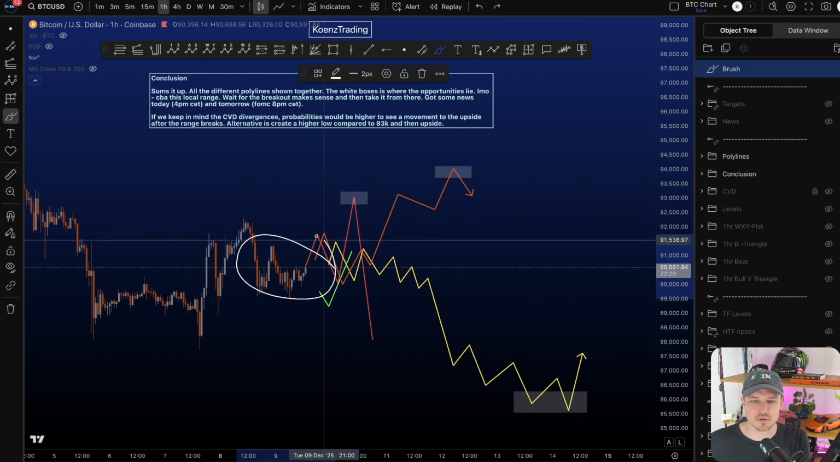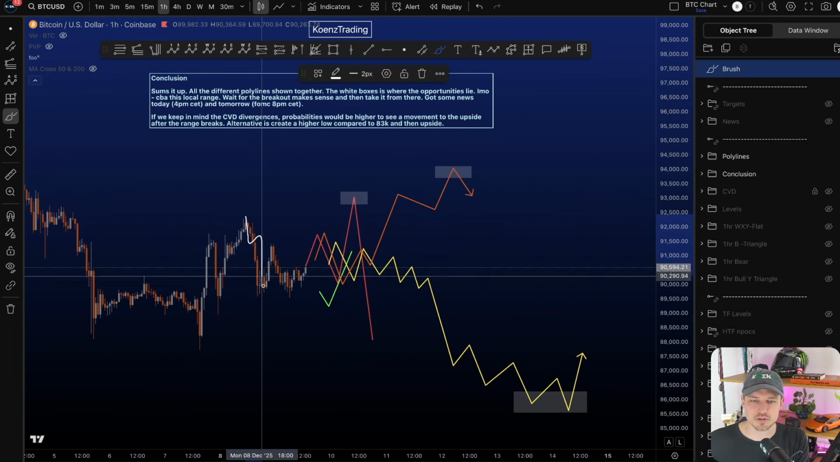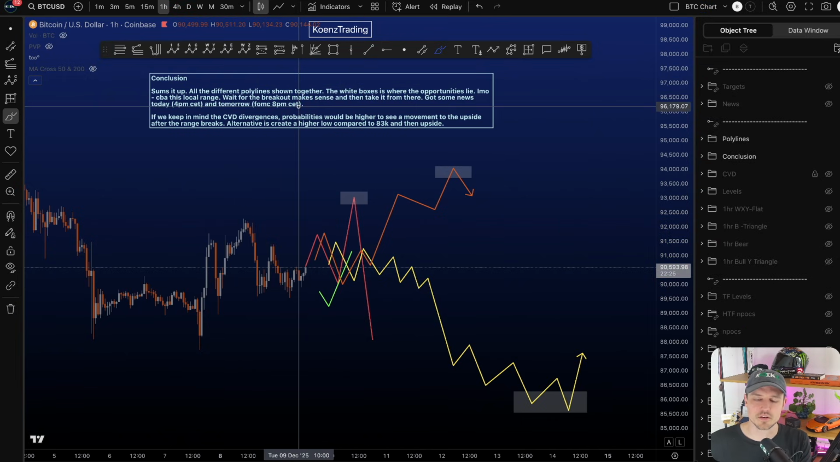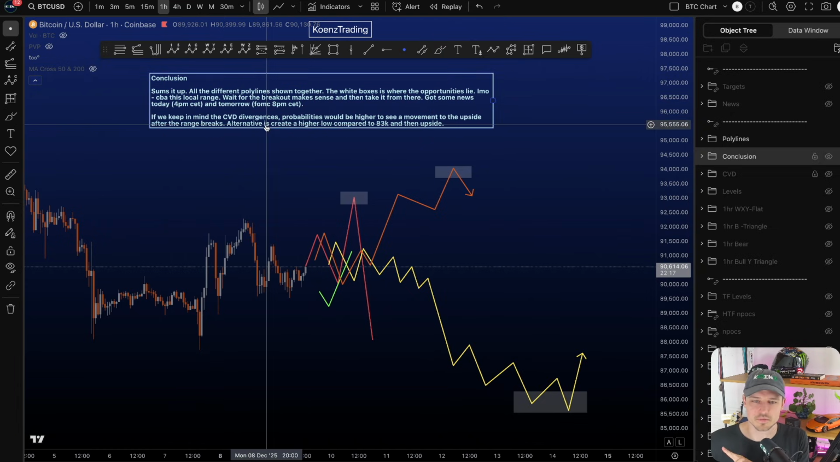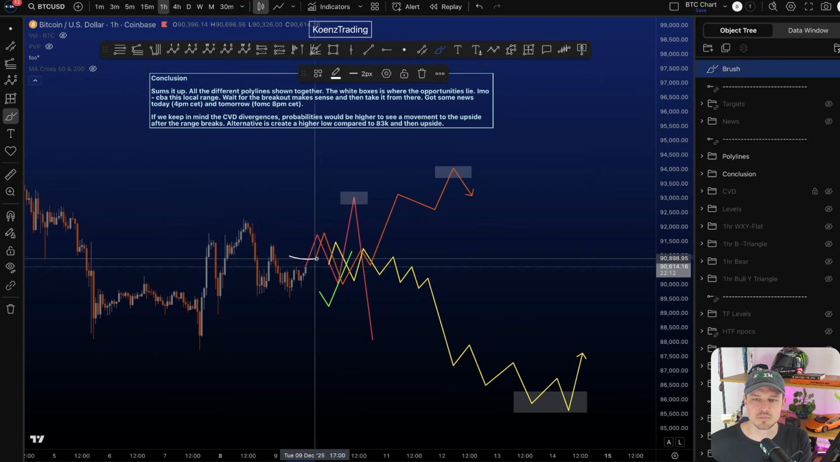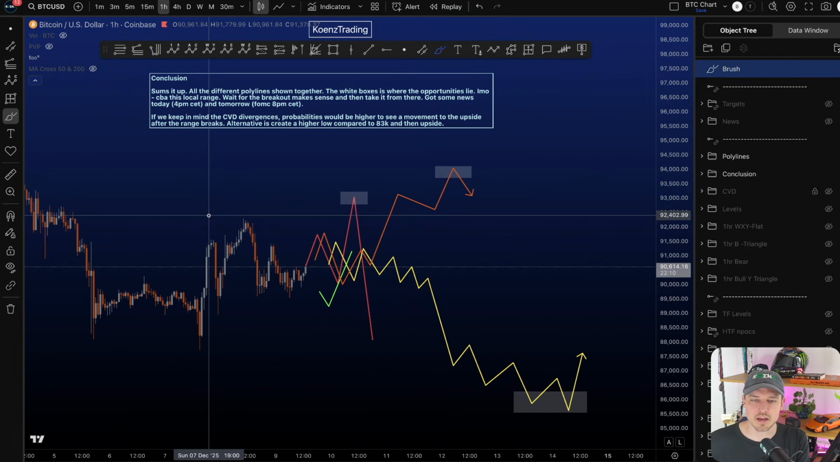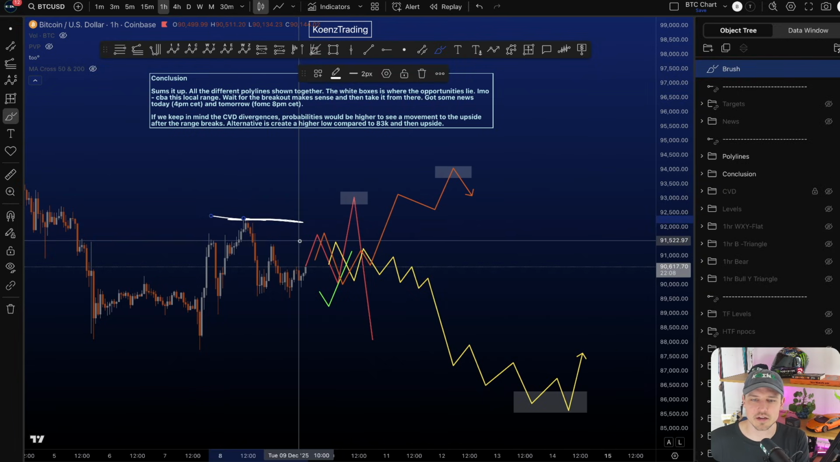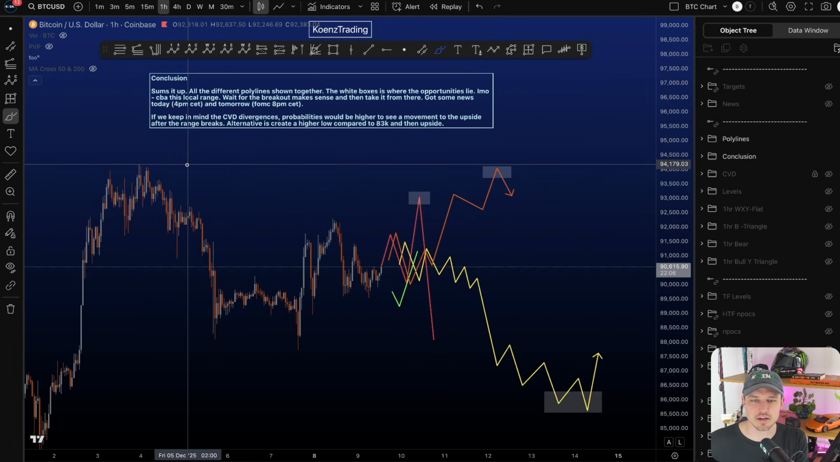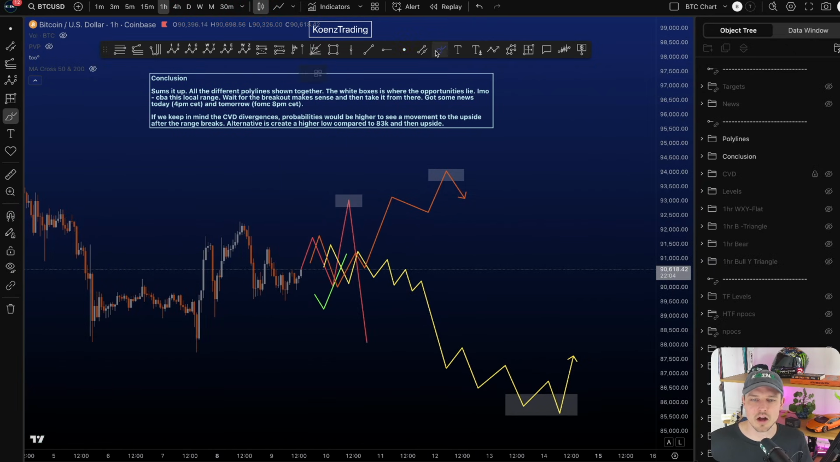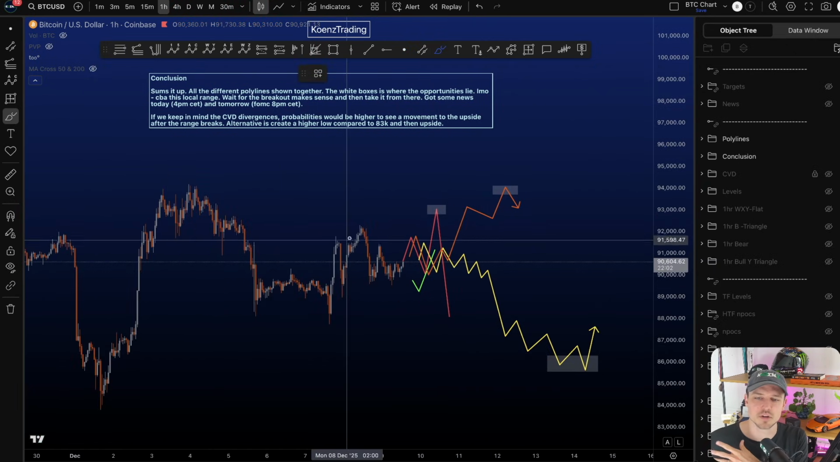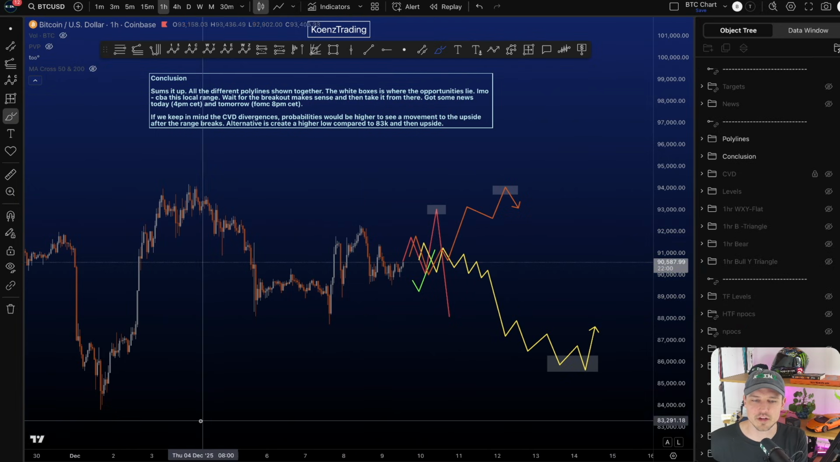Now, this range locally at the moment is not too interesting because of all the three-wave structures. Waiting for a breakout does make sense. And we do have some news coming later today and tomorrow as well, something to keep in mind. If we do keep in mind the CVD divergences that I showed earlier, then the probabilities would be higher to see a movement to the upside and break the range here, taking out the high at 92 and possibly the high at 94.1K.